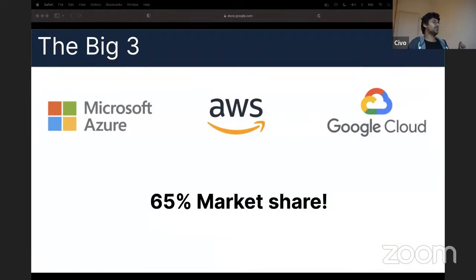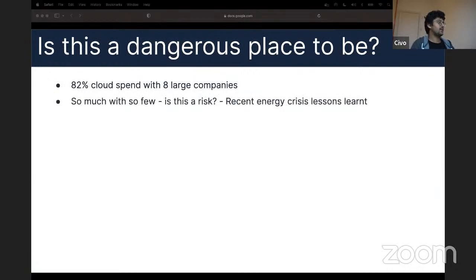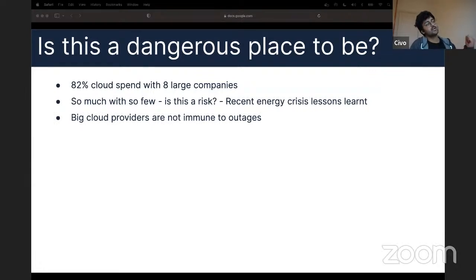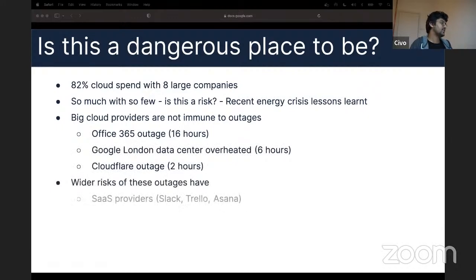So before, when we talked about the survey, we asked, okay, is this a dangerous place to be? Because 82% of cloud spend is with large companies, so much with so few. Is there a risk associated with it? Because the previous point that we mentioned, why folks pick the larger providers compared to smaller providers, is that they're more reliable, but they're not immune to outages. Let's say a 16-hour outage of Office 365 equivalent, data center overheating, the Cloudflare outage, and all these other things. So definitely something to consider.